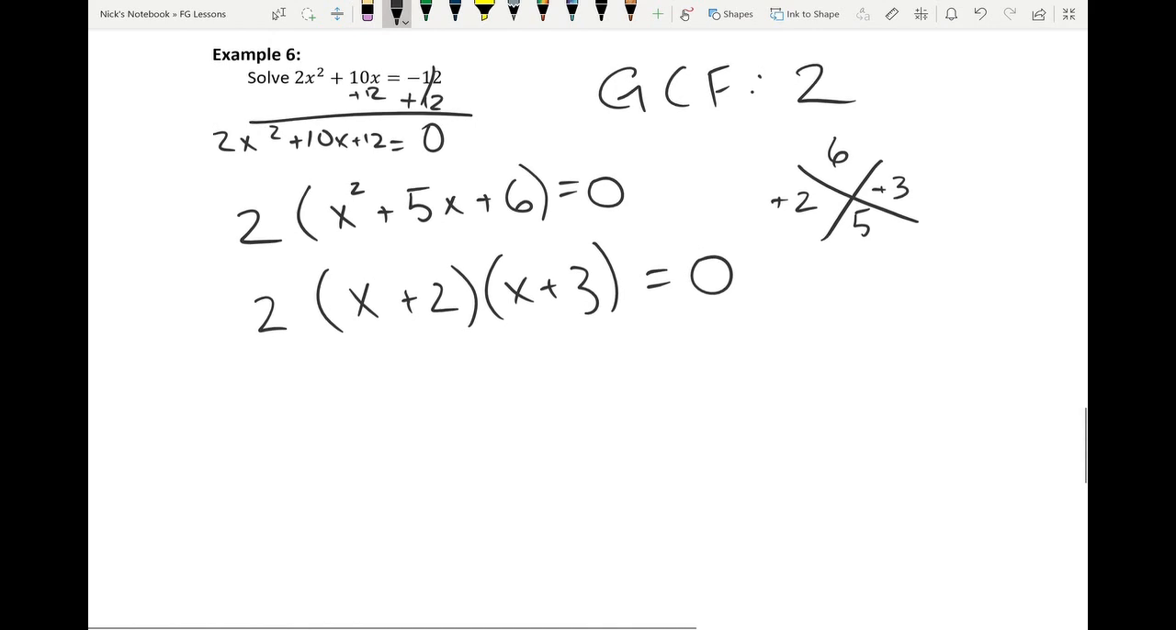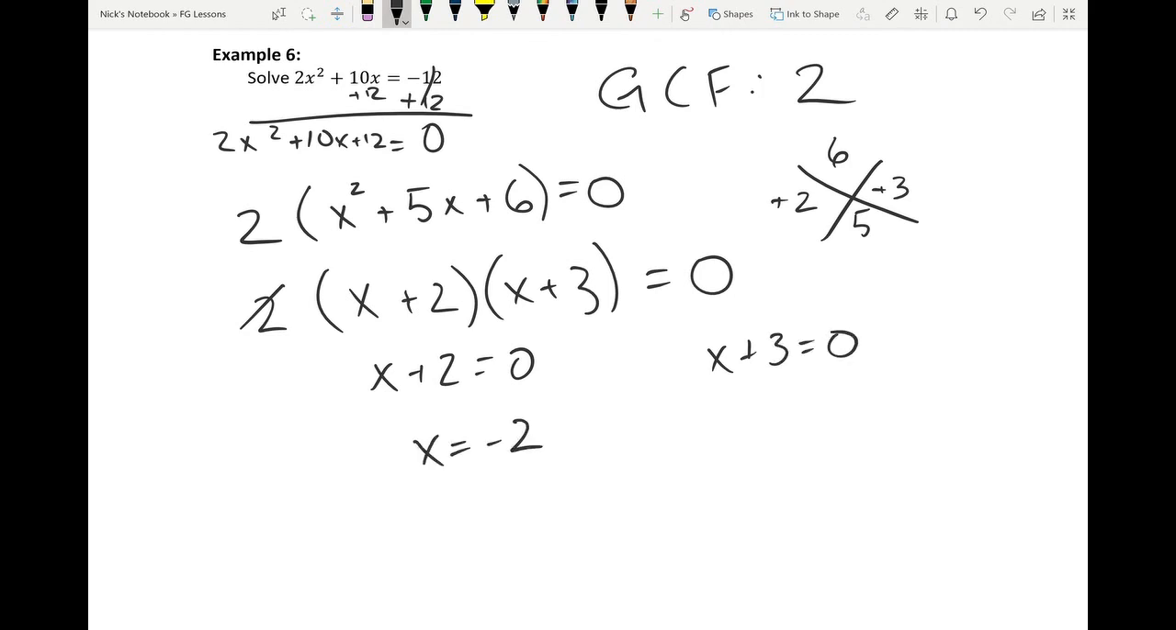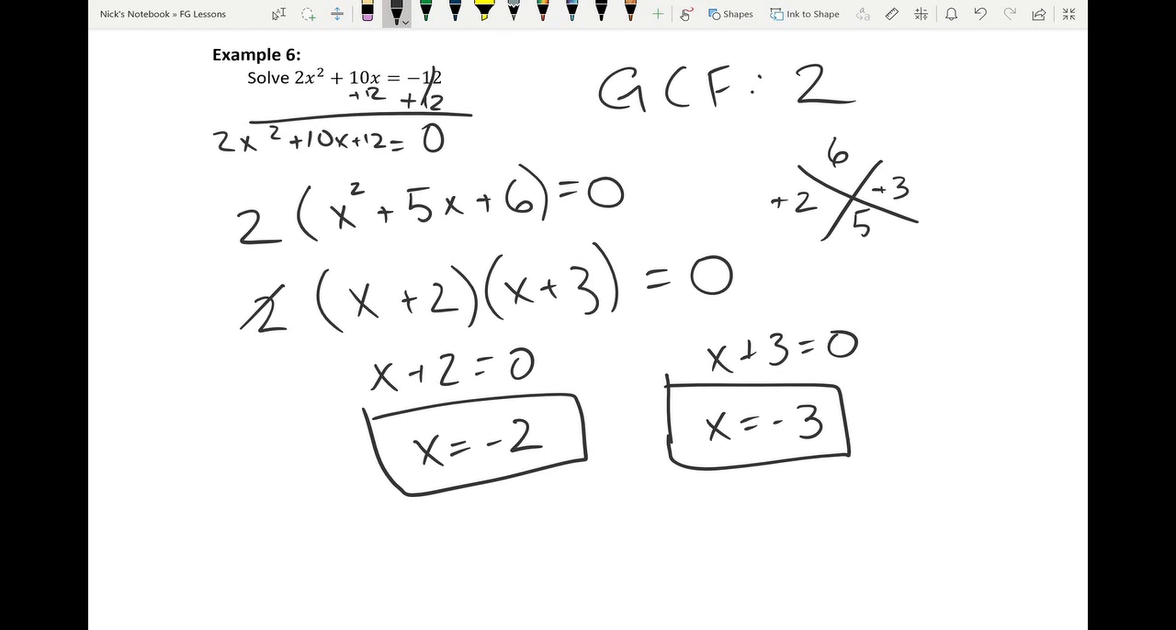We only care about the factors with an x in it, because if it has x, that means we can solve. So you don't really care about that 2 when you're solving. We have x plus 2 equals 0 and x plus 3 equals 0, which then gives us our solutions. There we go. So number one thing you've got to do: find that GCF. Make your life easier. Don't think too hard about it.